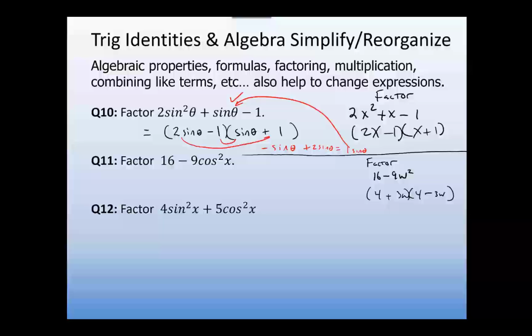Well, that similar kind of factoring can help with trigonometry expressions as well. So this would be 16, it's got to be 4 times 4. 9, it's got to be 3 cosine x. 3 cosine x with 1 plus factor and 1 minus factor. And that is going to multiply out correctly to factor number 11.